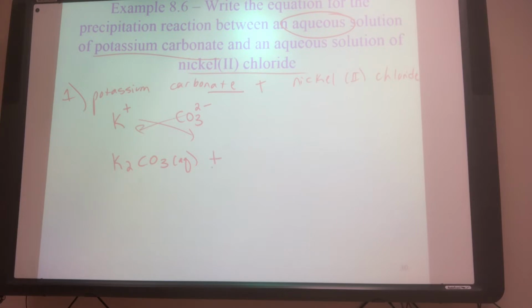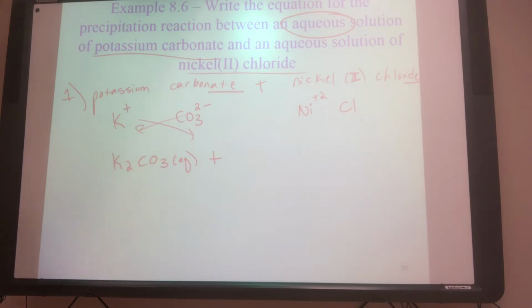And what is it going to react with? It's going to react with nickel 2 chloride. So now I need to write the formula for that. The symbol for nickel is Ni, and it's telling me in Roman numerals right here that it has a +2 charge. Then it's reacting with chloride. It ends in IDE, so that means it's just the element, chlorine. So chlorine is just Cl.